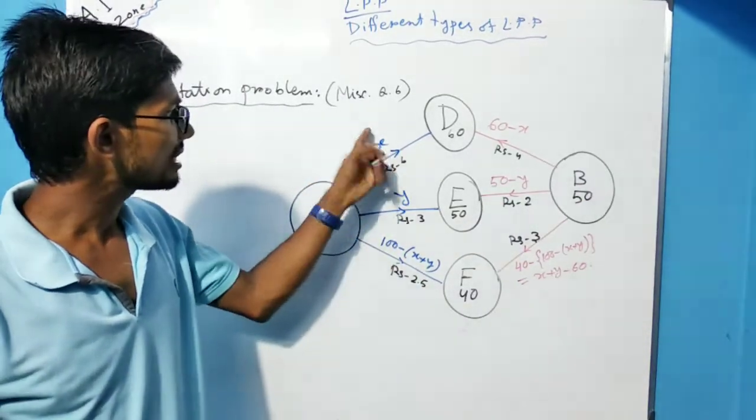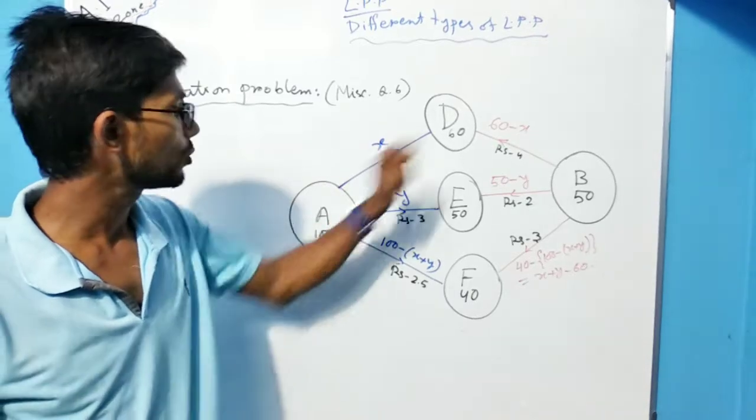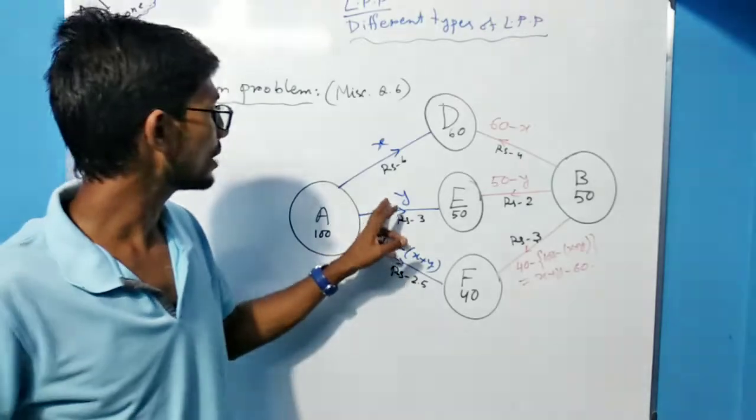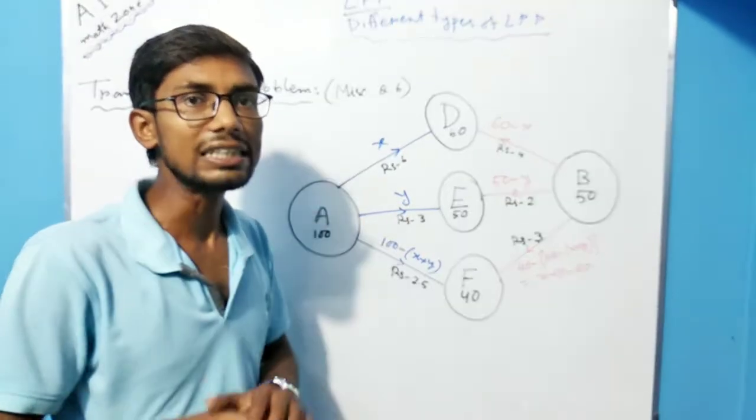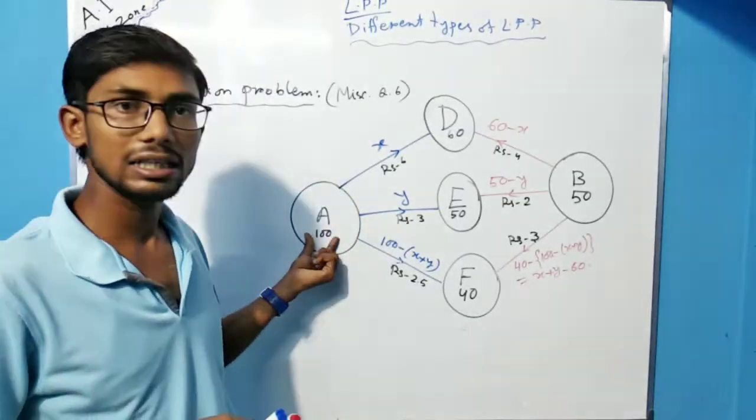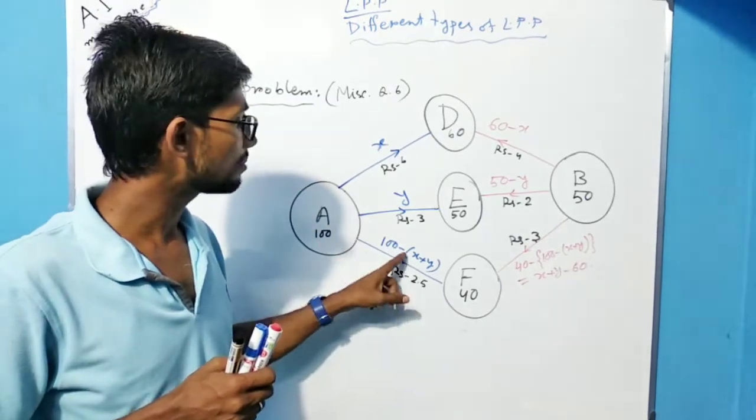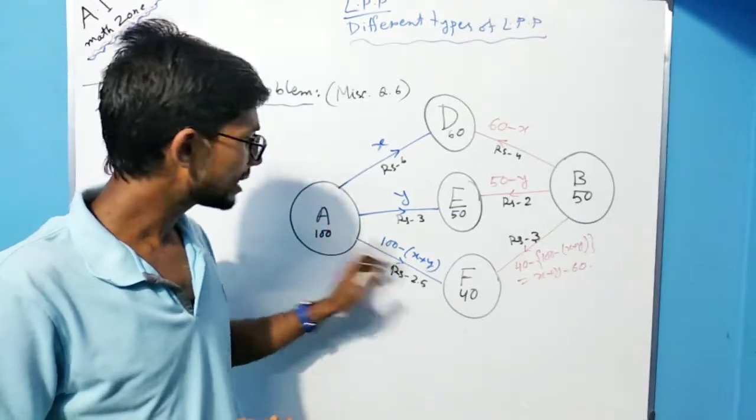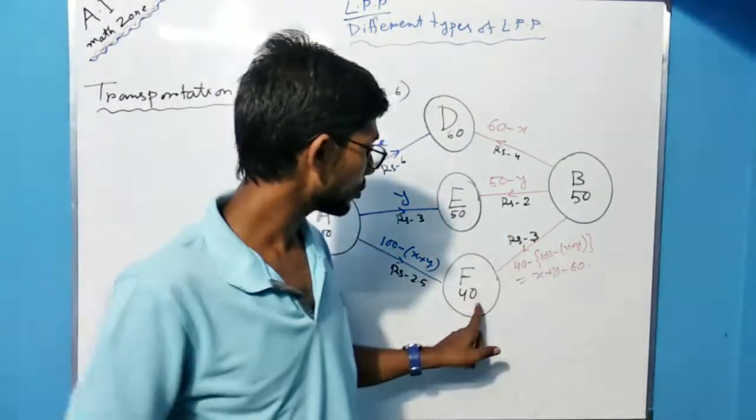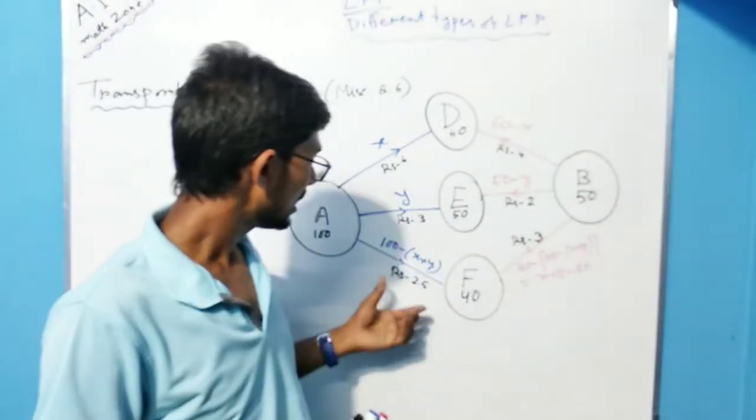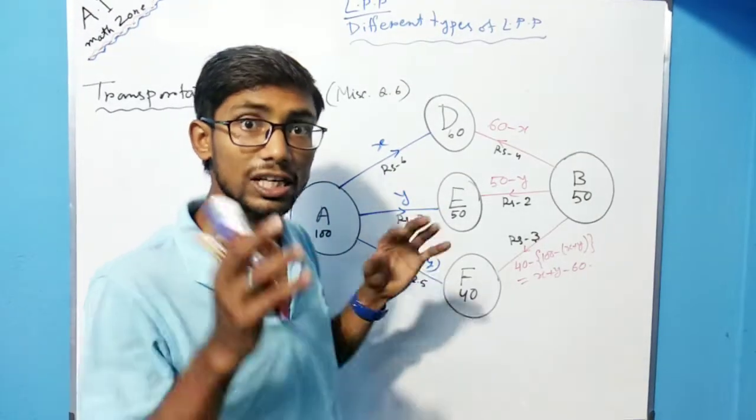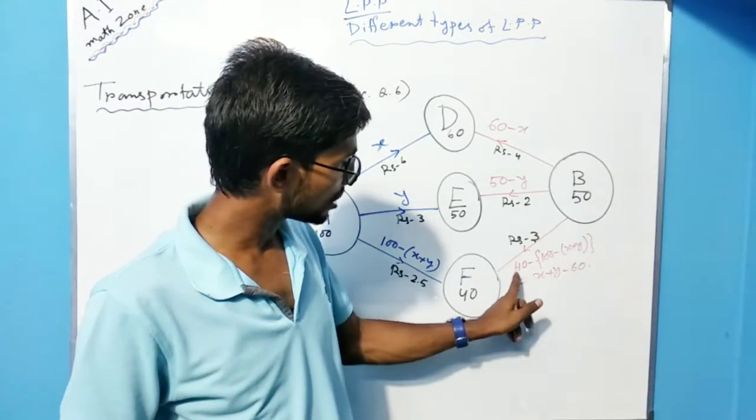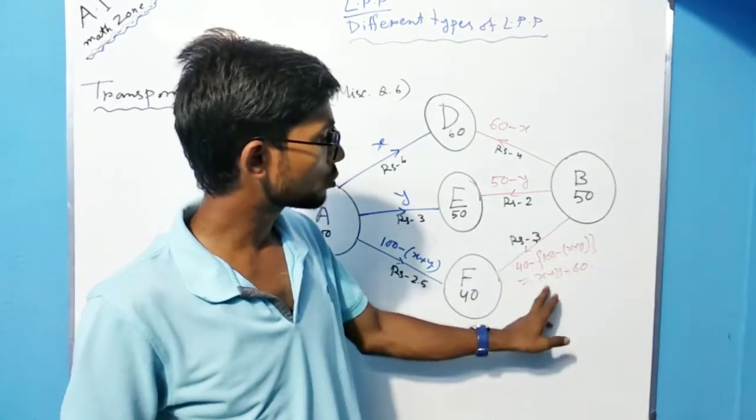And see here, x quintals is transferred from A to D, and y quintals from A to E. So the remaining is how much? Here the capacity is 100 quintals, right? So 100 minus x plus y, right? So this must be transferred from A to F, right? Now see here, the requirement for this one is 40, and already I have transferred this amount, right? So the remaining amount will be transferred from B to F, right? So if we subtract this one from 40, this will ultimately be x plus y minus 10.